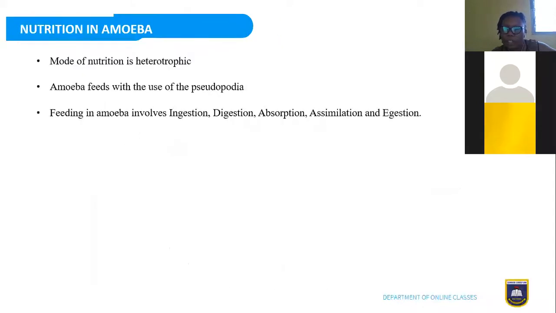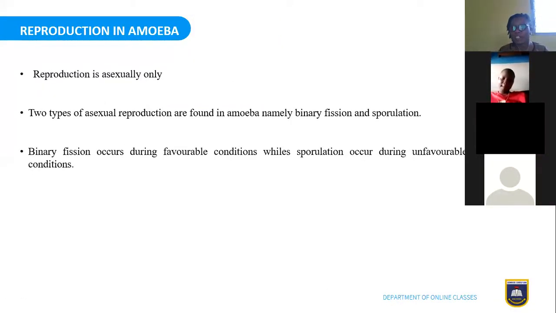Okay, so we are coming to talk about reproduction in amoeba. On the slide, we said reproduction in amoeba occurs only asexually. Amoeba do not undergo sexual reproduction. They only undergo asexual reproduction. In amoeba, asexual reproduction is in two types: binary fission and sporulation.